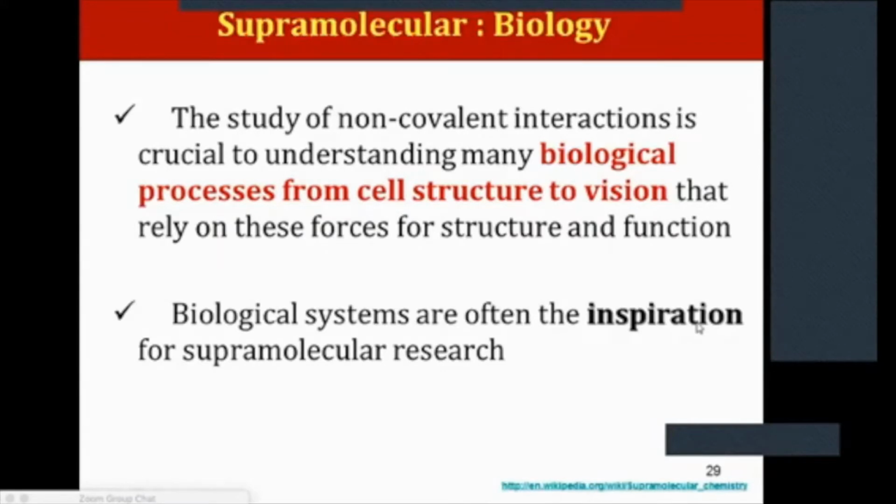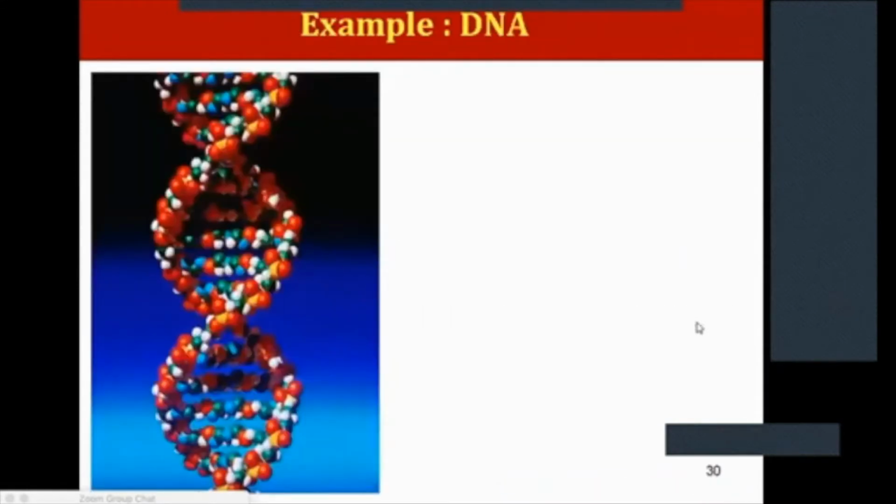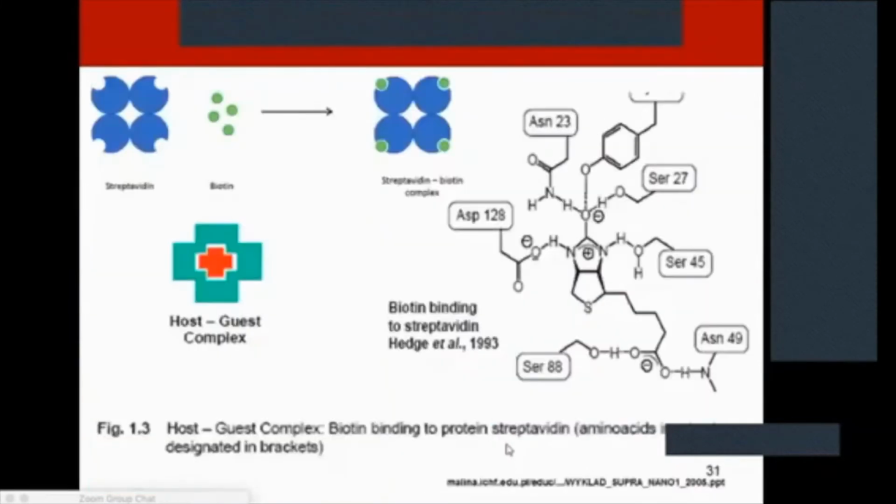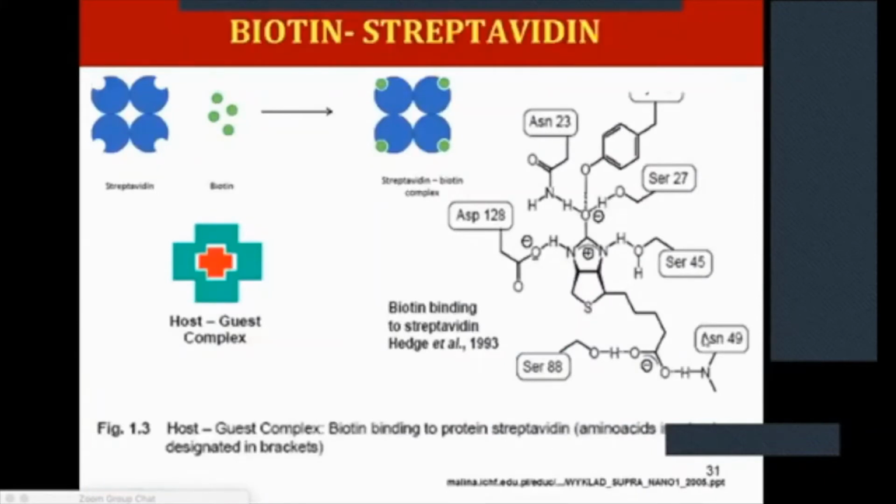As I told you, it is there in our body, in the DNA. The bonding between the base pairs, cytosine and thymine or adenine and guanine, involves hydrogen bonding. Because of this hydrogen bonding, you have your DNA molecule as a duplex structure. Similarly, you have the biotin-streptavidin host-guest complex. Biotin binds to a protein called streptavidin, where amino acids all around are involved. This is the biotin molecule, and between these two there exists a hydrogen bond. These are all things happening inside our body.